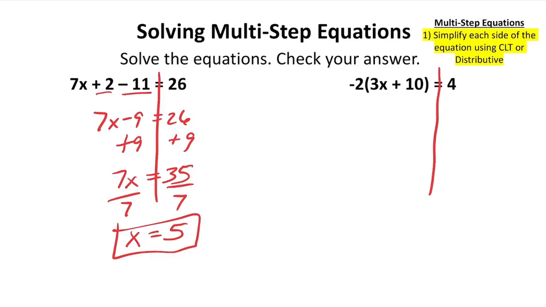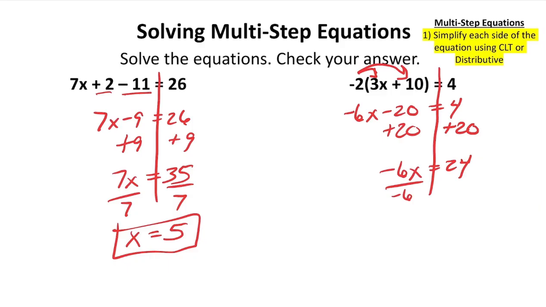Over here, we have distributive property. Negative 2 times 3x is negative 6x minus 20. Negative 2 times 10 is negative 20 equals 4. And now we're solving it. We have a two-step equation we know how to solve. Just like that.